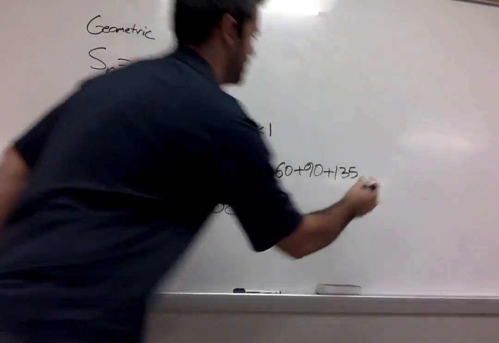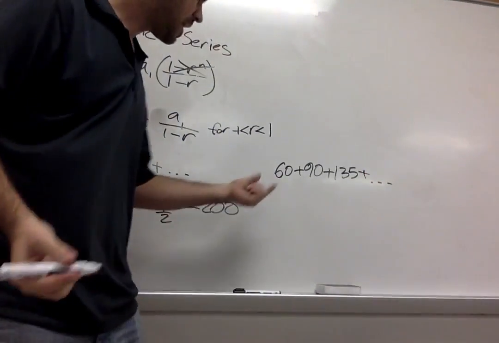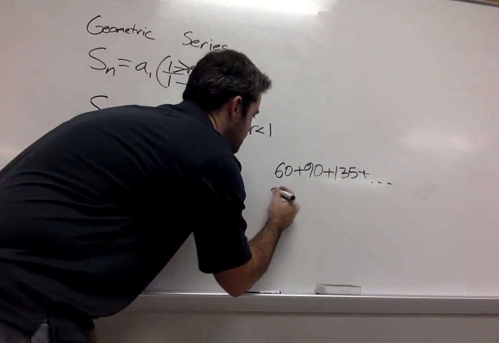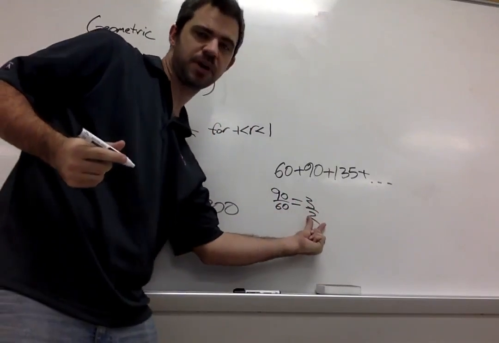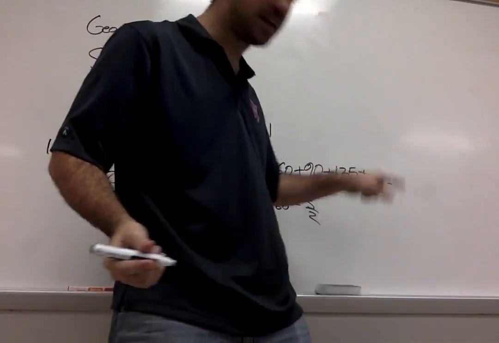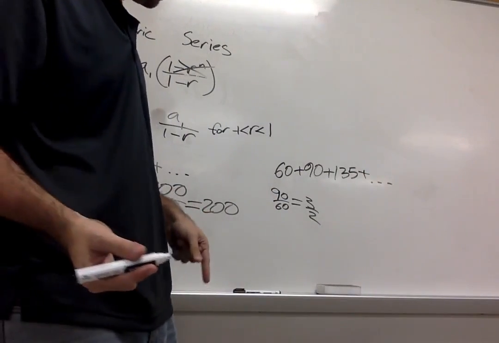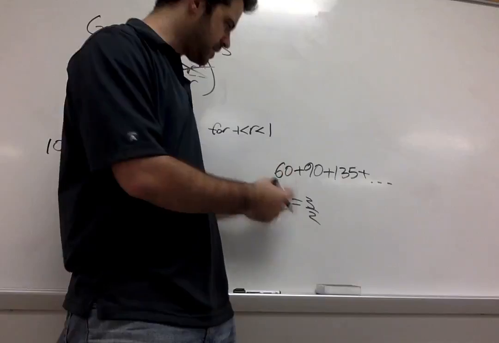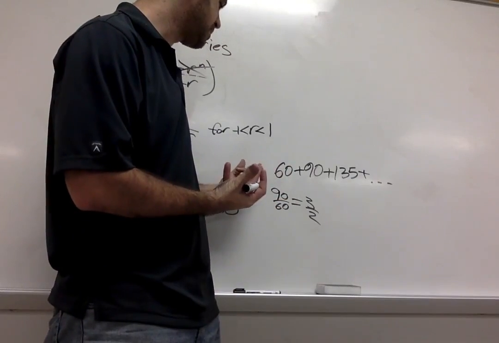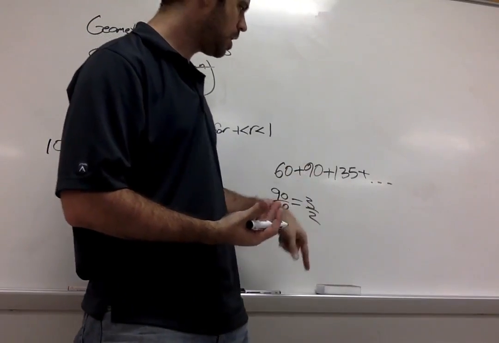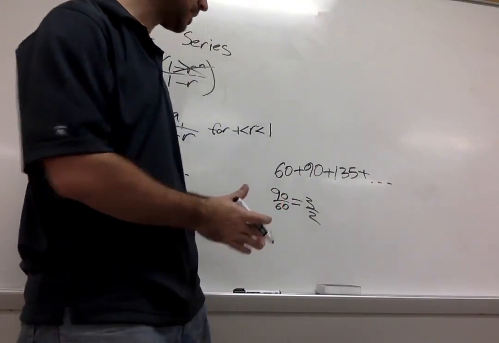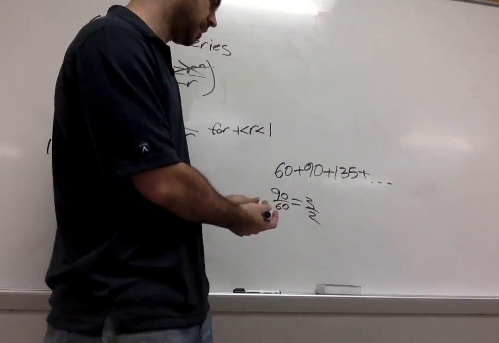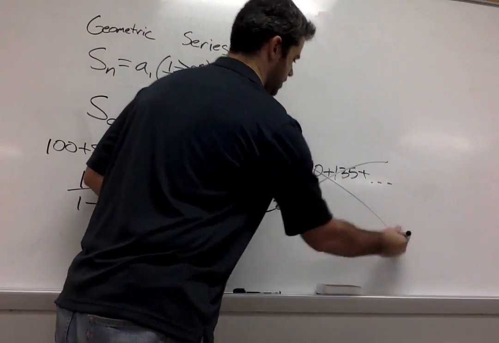But if we've got something like this, our ratio is 90 over 60. It's 3/2. This is bigger than 1. This keeps getting bigger, bigger, bigger. This also has the same problem if it's a negative ratio. So it'll just keep moving back and forth rather than converging to one little thing. So this one diverges.